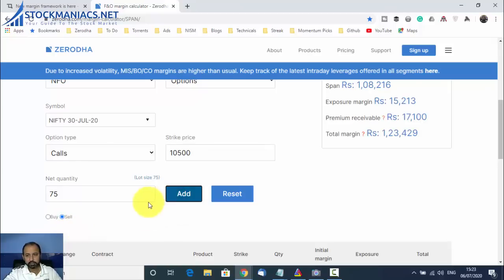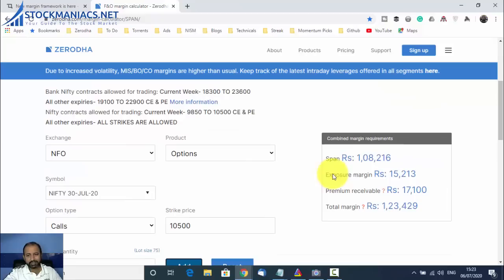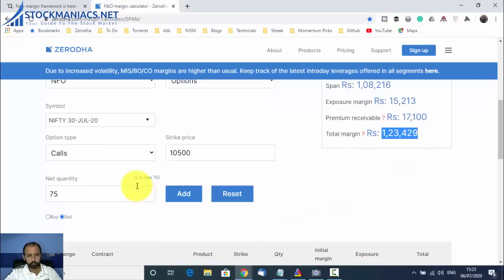We will add. You can see, my dear friends, if we nakedly sell one call option of the July month, the total margin required is 1,23,429. But what we can do, we can hedge this position. Let me check what is the price of this 10,500 July call option.